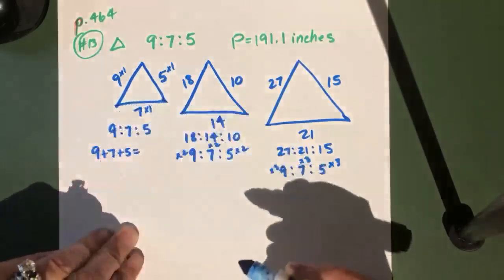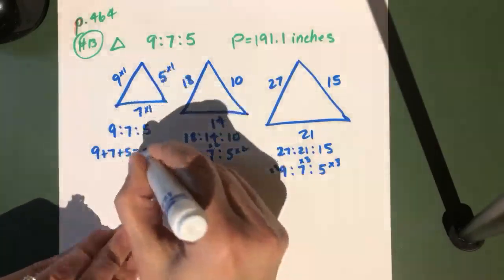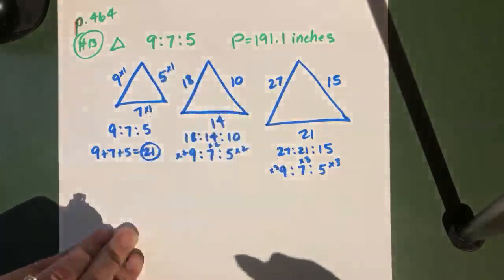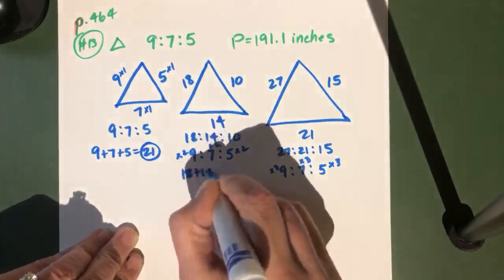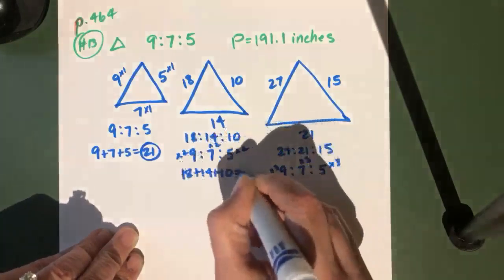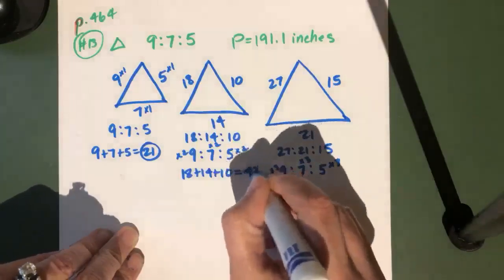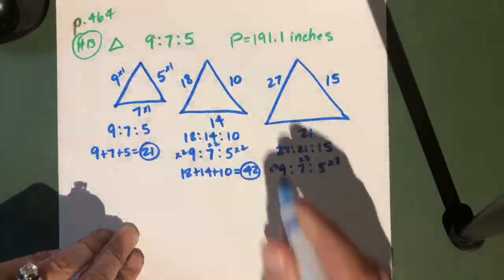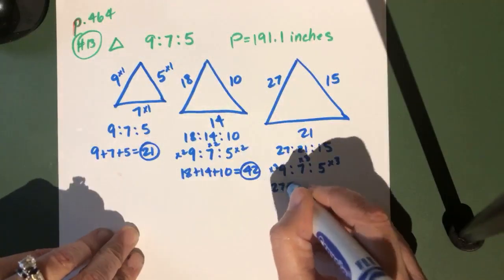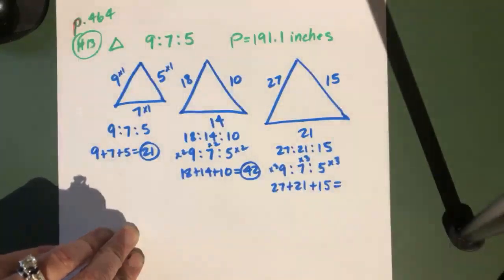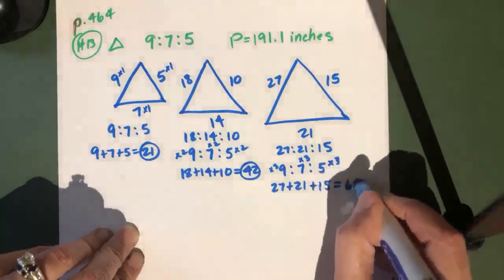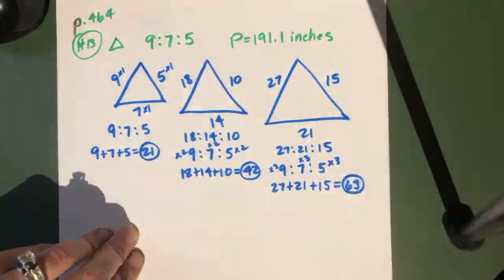9 plus 7 plus 5. That's 16 plus 5. The perimeter of this guy is 21, so that's not it. The perimeter of this guy would be 18 plus 14 plus 10, right? Which would be 42. That's not it. The perimeter of this guy would be 27 plus 21 plus 15, so that's 63. So that's not it, right?